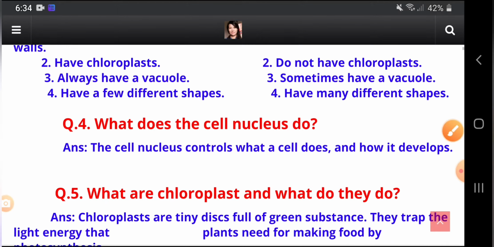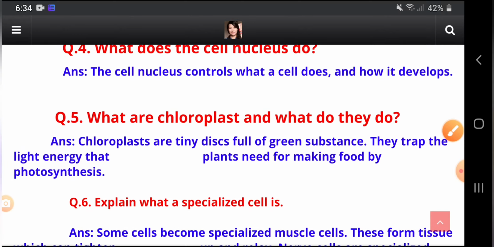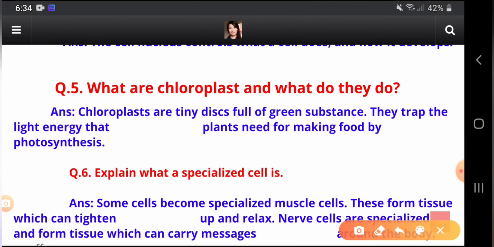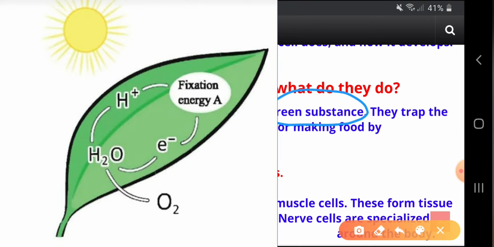Another question, number 5: what are chloroplasts and what do they do? Chloroplasts are tiny discs full of a green substance. They trap the light energy that plants need for making food by photosynthesis.